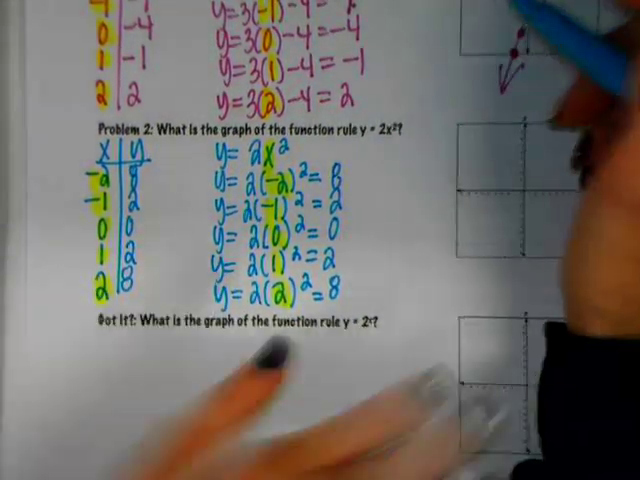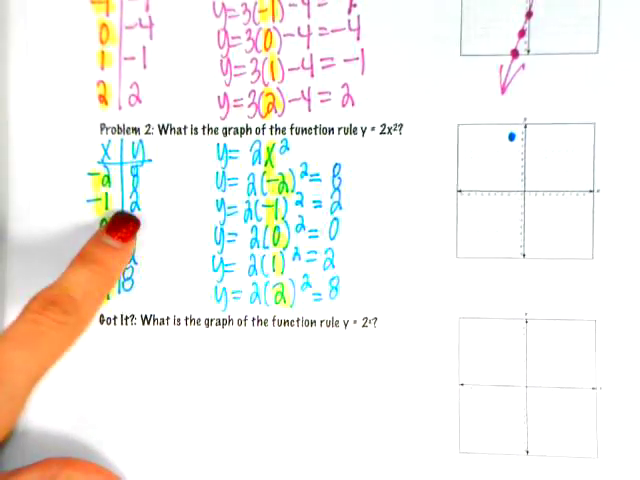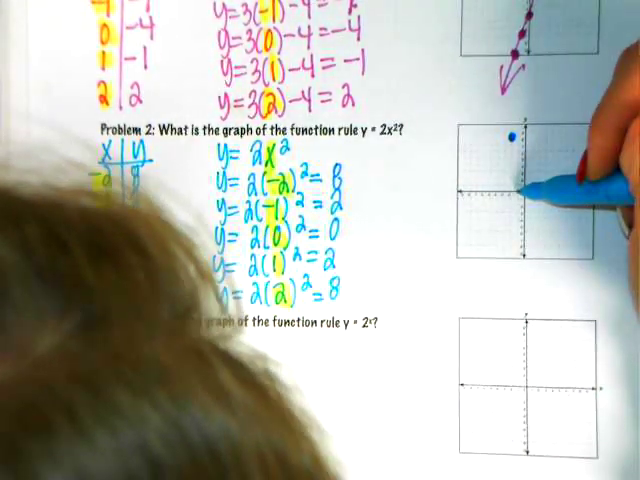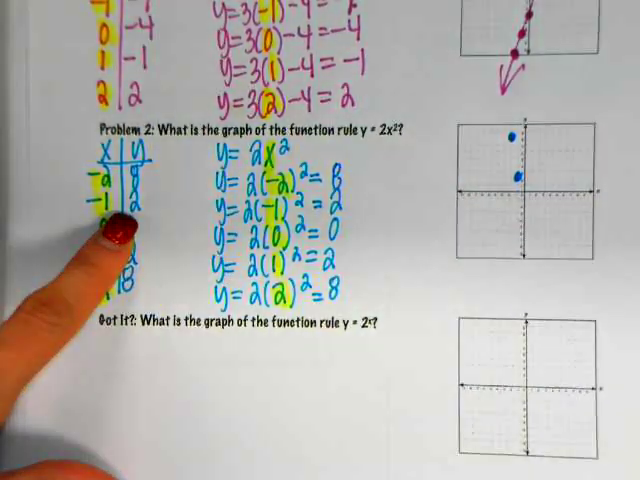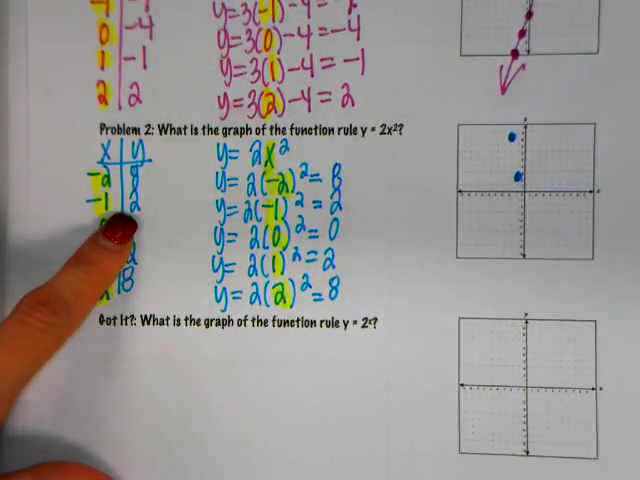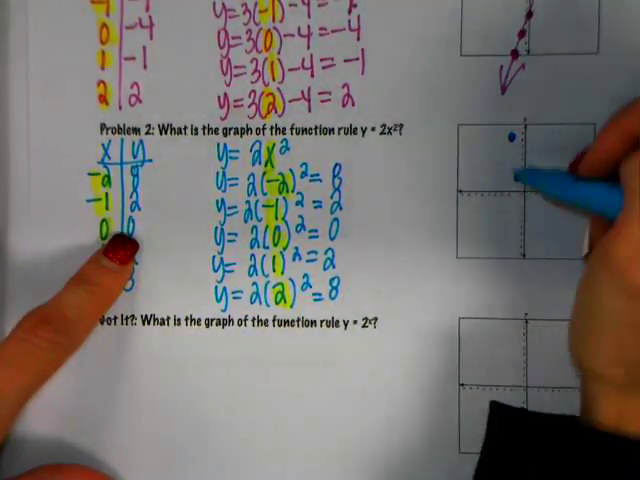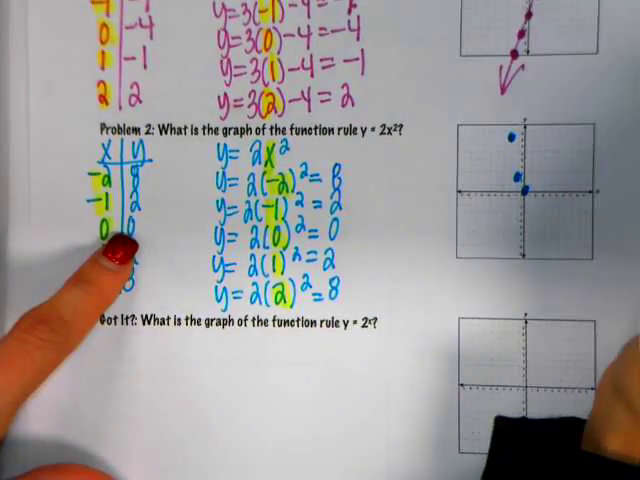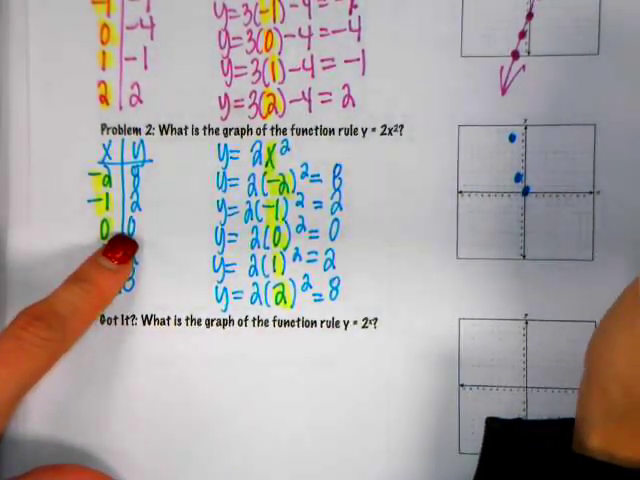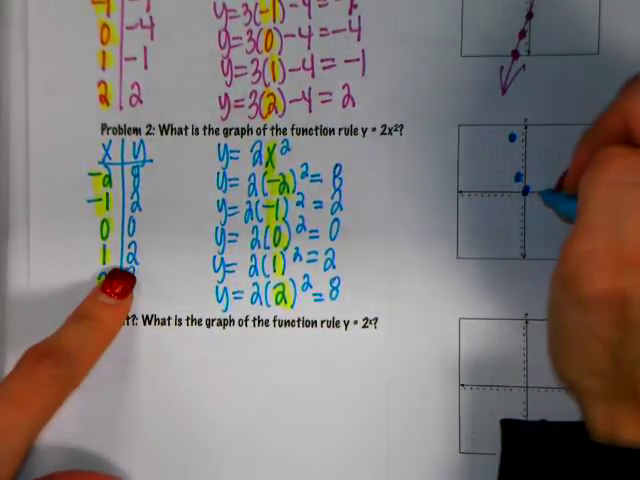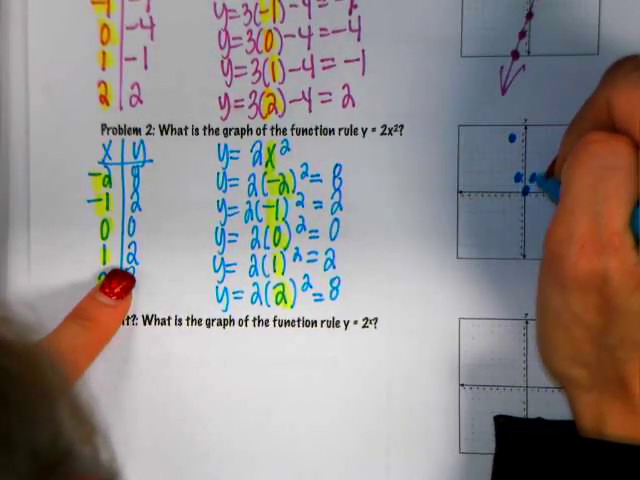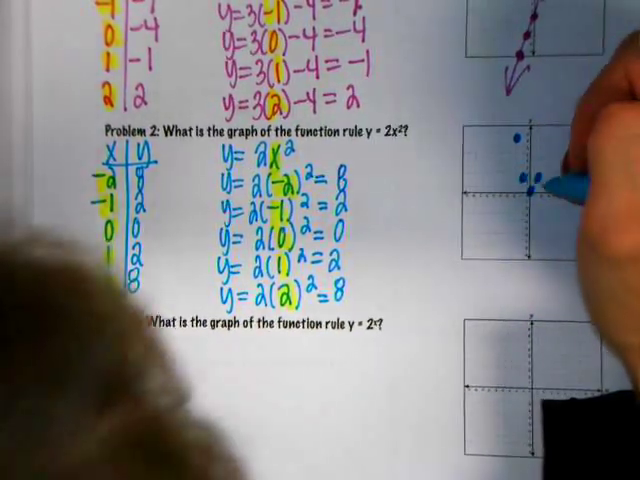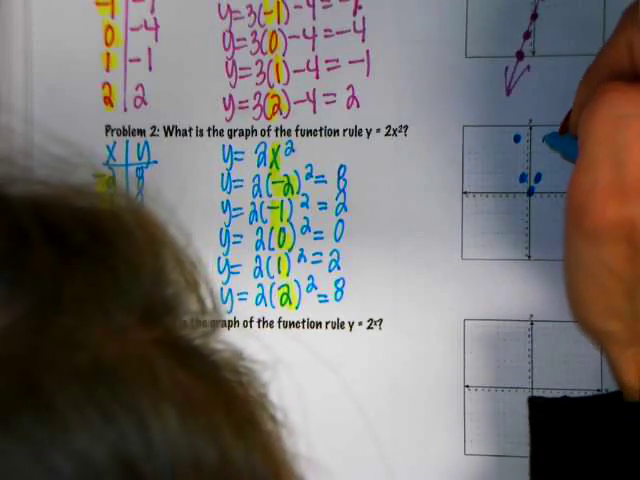So anytime you have an x squared problem, it's going to basically have the same shape. So first one, negative 2, 8. So go left 2, and up to 8, right there. Then negative 1, 2. So left 1, up 2. Then 0, 0, right smack dab in the middle. Positive 1, 2. So going right 1, but still up to 2. And then 2, 8. Right there.